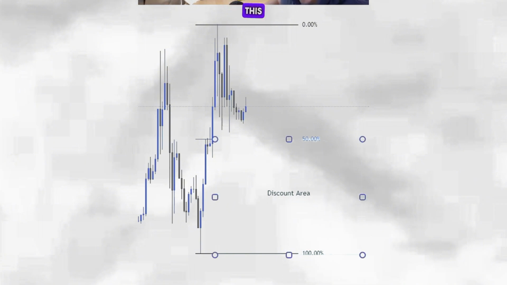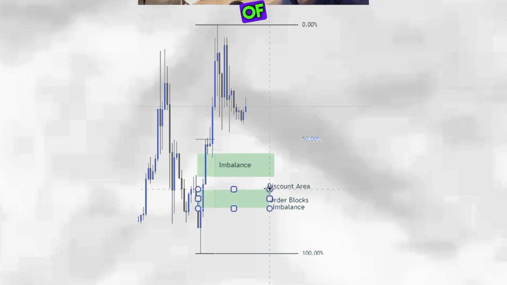Now inside this area, I am looking for a few things. Order block, imbalances. There are other things such as breaker blocks, inverses, things like that. But trust me, just stick with these two for now, just to keep it simple. So what can I see inside here? I can see we've got area of imbalance there, area of imbalance here, order block right here. So now I'm able to identify key points of interest. All I have to do is wait.